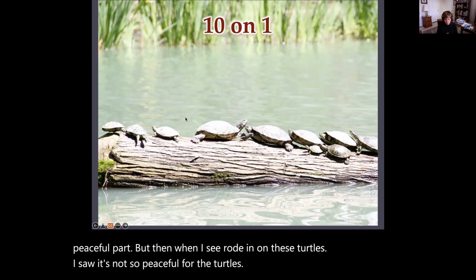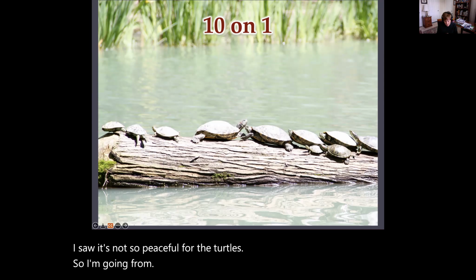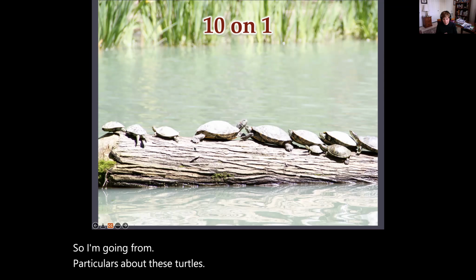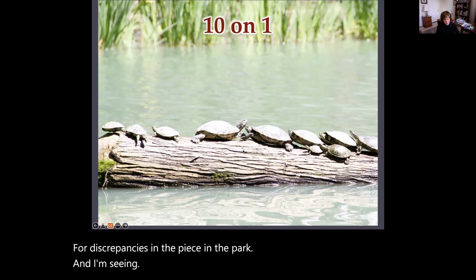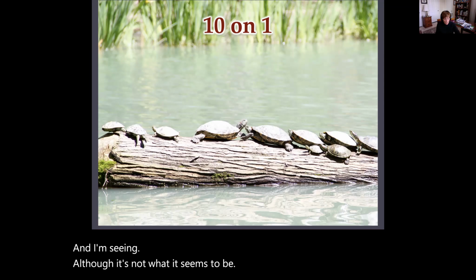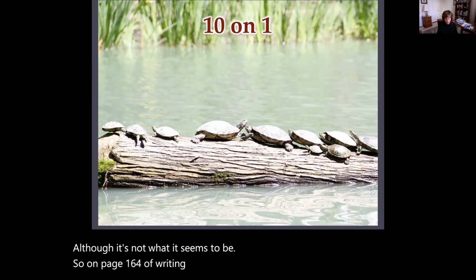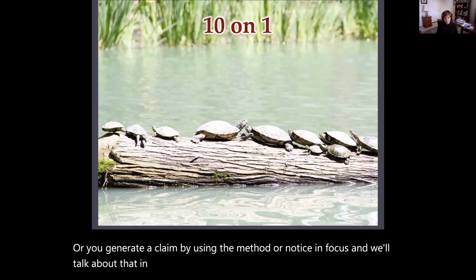So I'm going from particulars about these turtles, and I'm looking for discrepancies in the peace in the park. And I'm seeing all is not what it seems to be. So on page 164 of Writing Analytically, you start with a pre-existing claim, or you generate a claim by using the method of notice and focus, and we'll talk about that in a minute, to find a revealing pattern or tendency in the evidence.